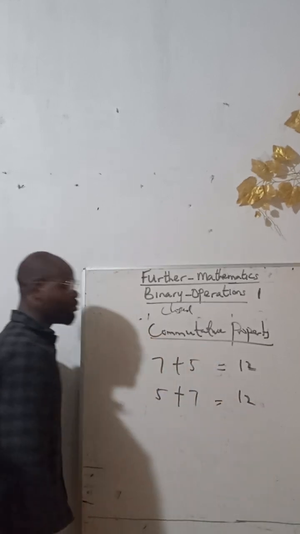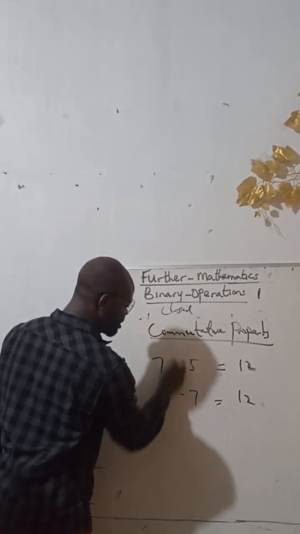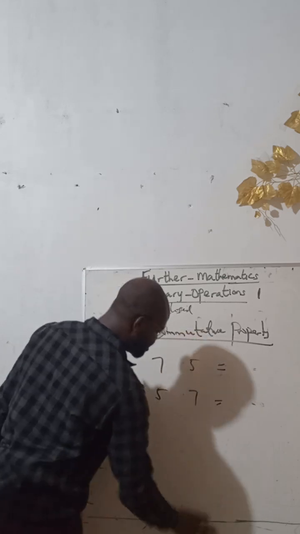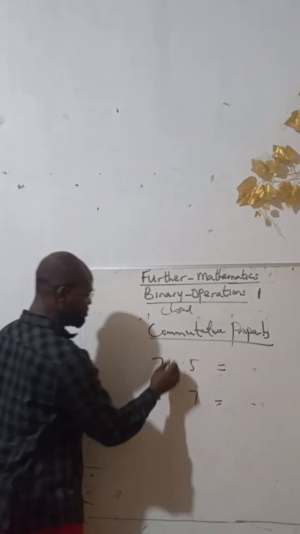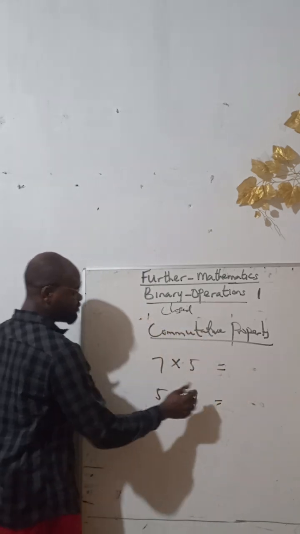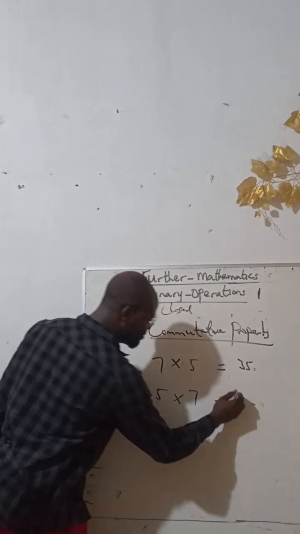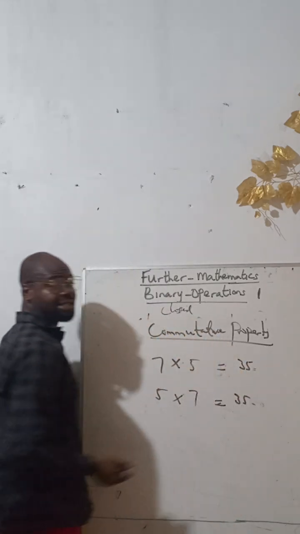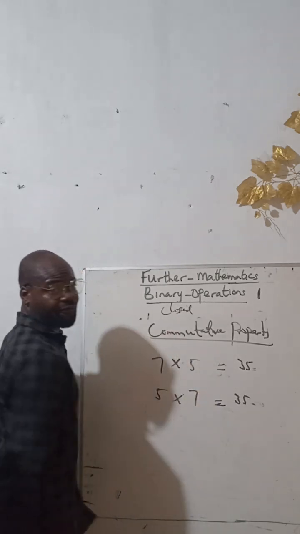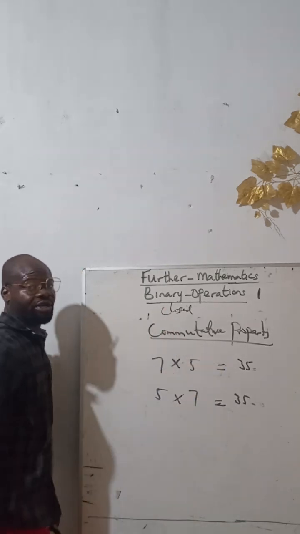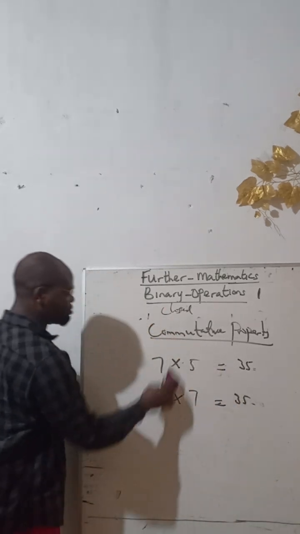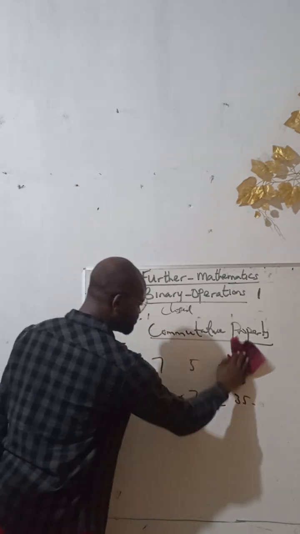Let me also check the multiplication operation. Still the same elements. Let me multiply. 7 times 5 is what? 35. 5 times 7 is what? It is still 35. That means this obeys what's called the commutative law. It works for multiplication. Let me check for the subtraction operation.